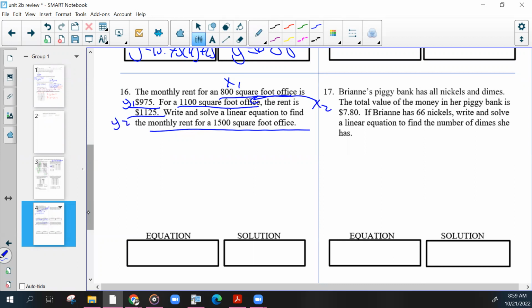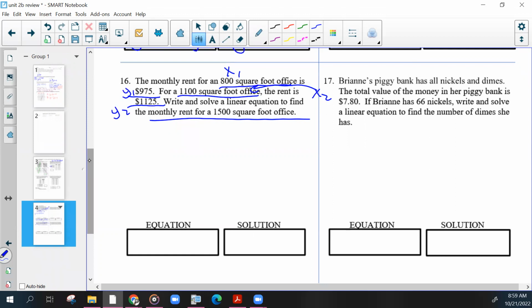And then at that point, you have a choice. Either do this algebraically, find the slope, find the y-intercept, and then answer the question, or use your line of best fit stuff and do it that way. Which would we rather? The algebraic way. So then our Y2 would be 1125. Our Y1 is 975. X2 is 1100. X1 is 800. Figure out what that would be.